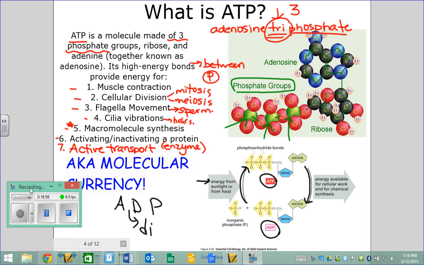So we know what's happening overall. We know what ATP is. We still need to discuss the types of reactions that happen during photosynthesis and cell respiration so that it's possible for us to even make ATP or possible for us to use ADP.